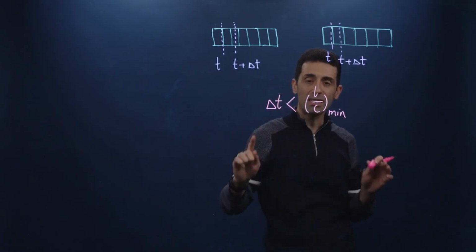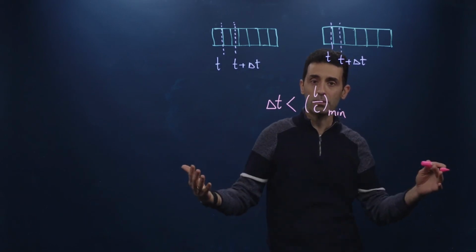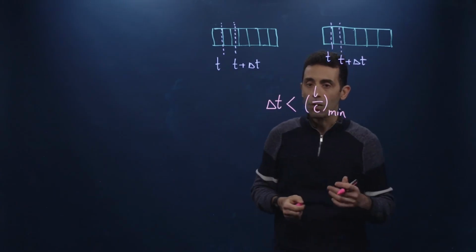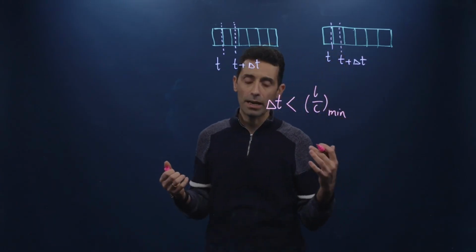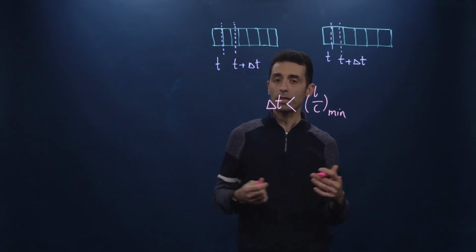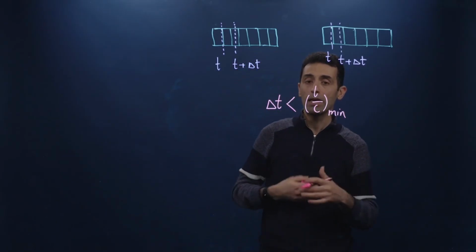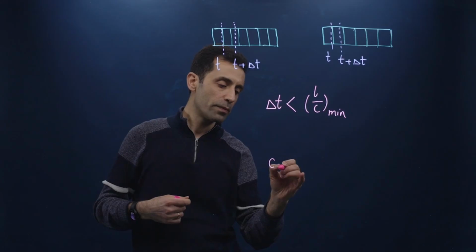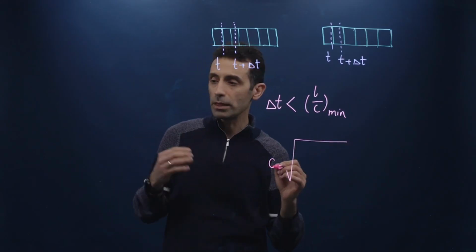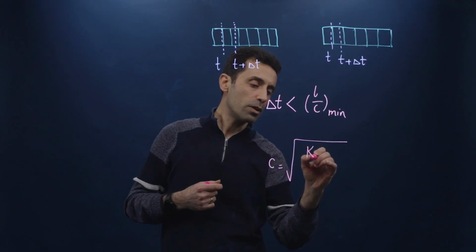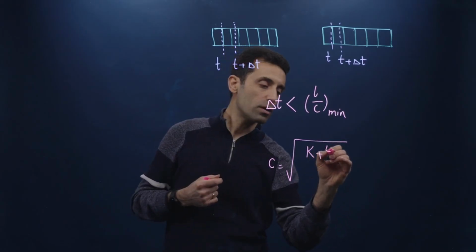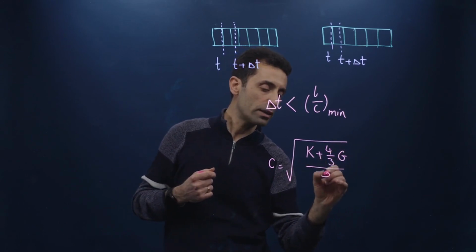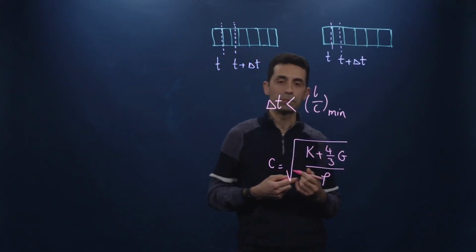This ensures that there isn't any single element in our finite element model that is not able to see the wave traveling through it. Well, I mentioned that C for a nearly one-dimensional structure is the square root of Young's modulus over density. If we have a three-dimensional structure, then C is a bit more complicated. It would be the square root of K, the bulk modulus, plus 4 over 3 G, the shear modulus, and this is divided by the density of the material.